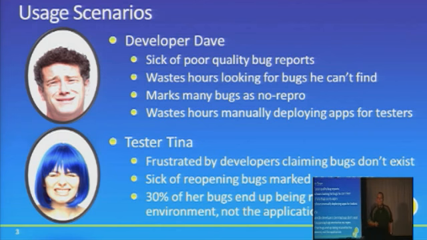We've got Tina Tester. Tina doesn't like developers. Tina's frustrated by developers claiming that her bugs don't exist, not believing her. Can you believe that? There's a long-held belief, I think, that developers have that the bug's not a real bug until it's reported at least twice. Yep. Don't tell the testers about that. She's sick of reopening bugs that have been marked as no repro. That's dreadfully inefficient and, again, not rewarding for her.